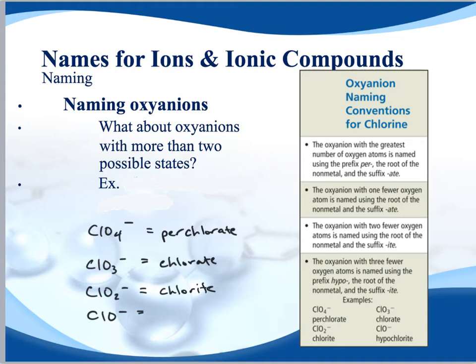And the last one, ClO with a -1 charge. The oxyanion with three fewer oxygen atoms is named using the prefix hypo, the root of the nonmetal, and the suffix -ite. So that becomes hypo as the prefix, chlor from the root, and the suffix -ite: hypochlorite. Even if you don't have one listed on your ion sheet, say IO3 with a -1 charge, it follows very closely what this one is doing. You take the root, this is iodine, so iod, and then change it to the same suffix, -ate. That's the iodate ion.